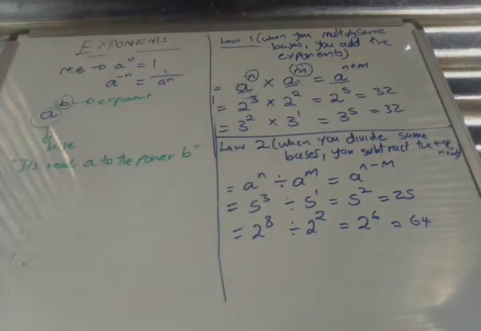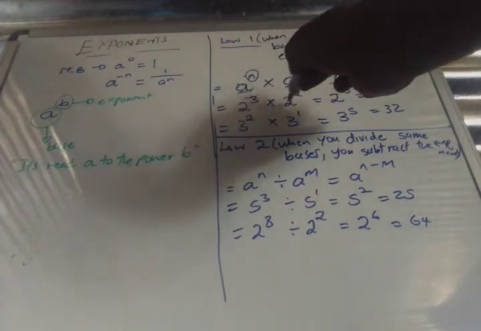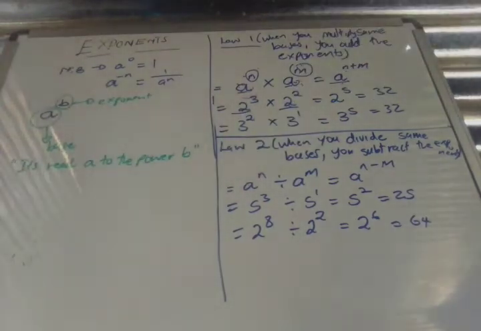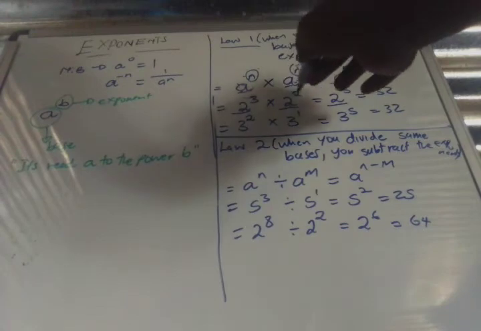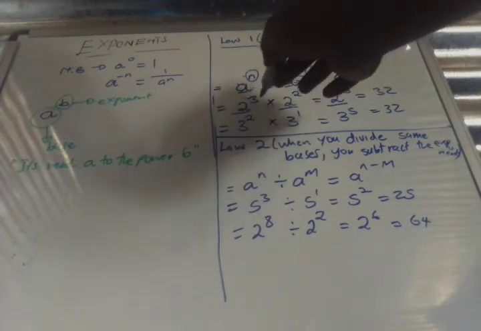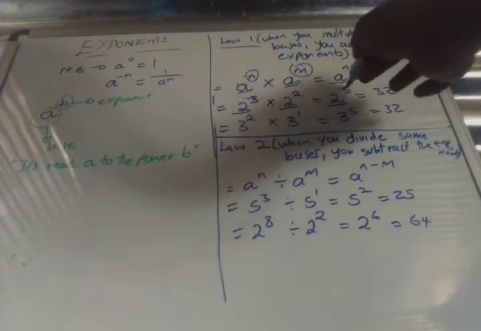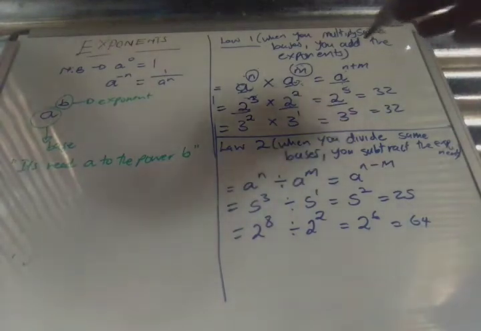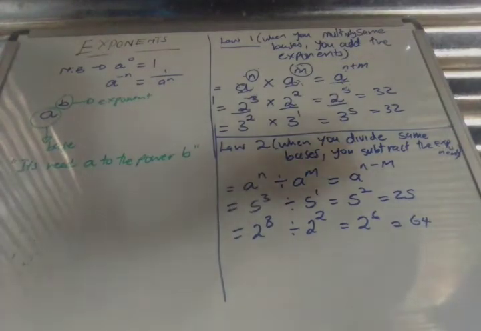Let's look at a second example: 2 to the power 3 times 2 to the power 2. Again we have the same base, which is 2. So you write down the base and add the exponents because you are multiplying the same bases. You'll have 3 plus 2, which is 5, and 2 to the power 5 is 32. It's advisable to always simplify your answer. Don't just leave it as 2 to the power 5, because it can be simplified, so that you get an extra mark.